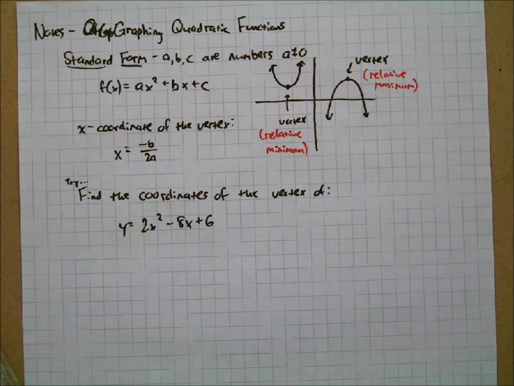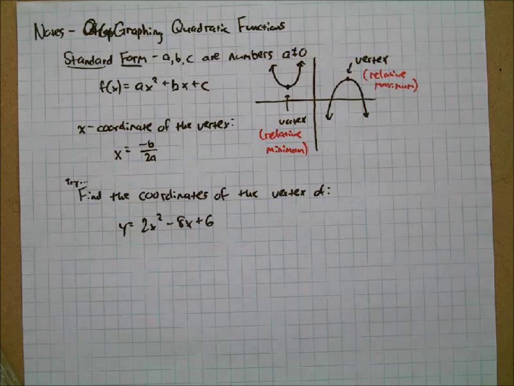Negative b over 2a. 2. Where do you find the y coordinate again? Good question. What do you think you should do? You have a relationship given to you here, don't you? Yeah, that relates the x's and the y's. So that's 2 times 2 squared.